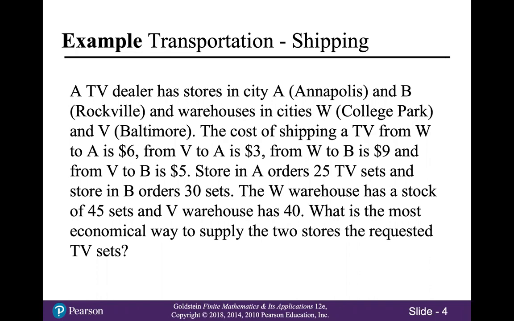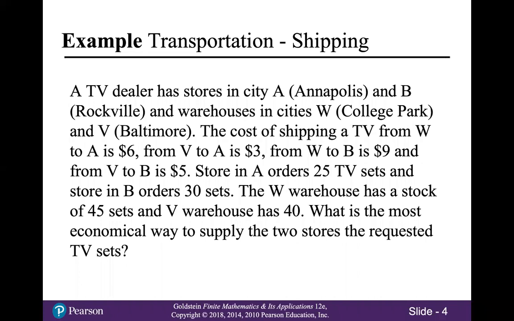A store in city A orders 25 TV sets, and a store in B orders 30 sets. The W warehouse has a stock of 45 sets, and the warehouse in city V has 40. What is the most economical way to supply the two stores the requested number of TV sets?